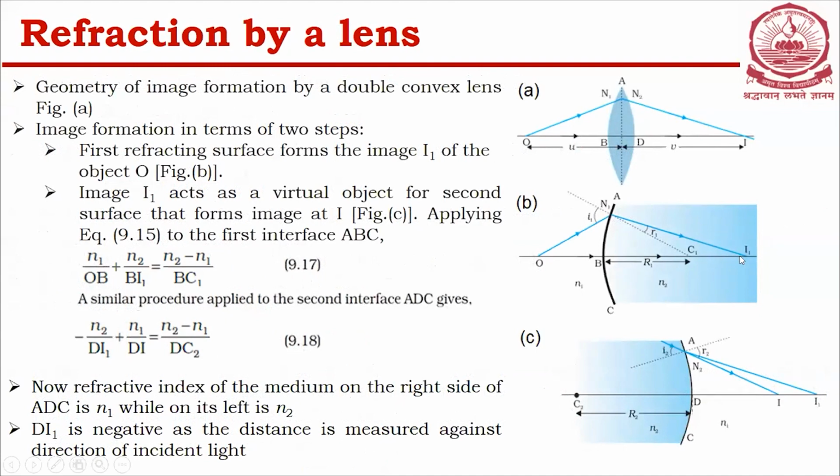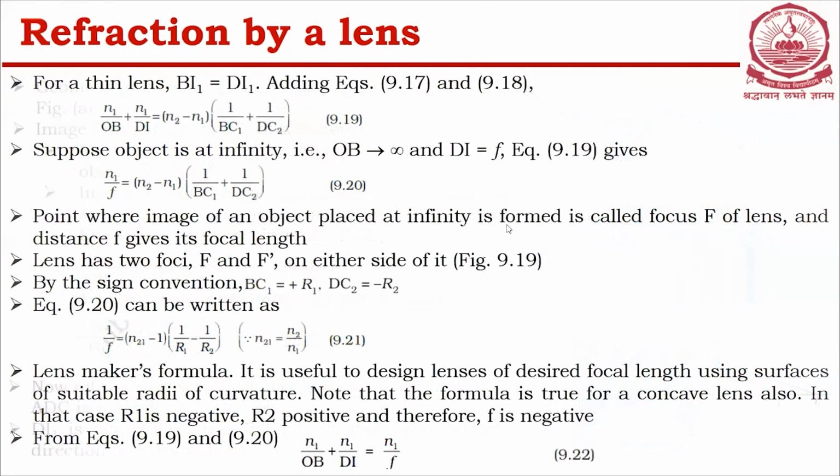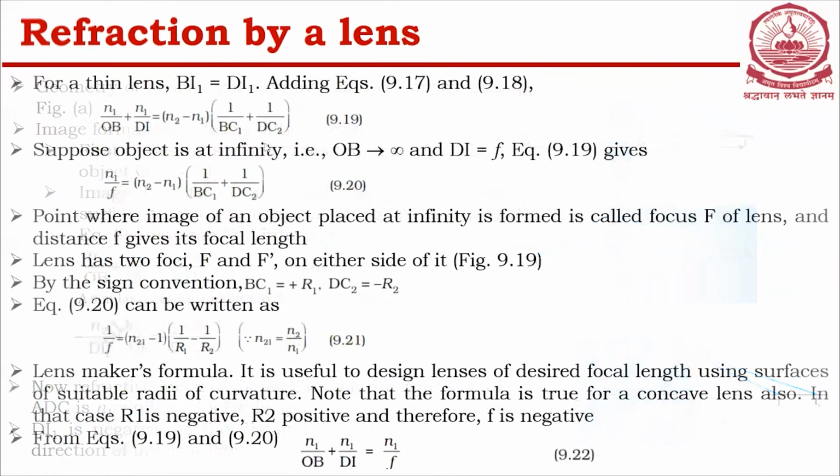So this distance should be, because it is a very thin lens. Because for just writing these equations, we consider this a spherical refracting surface, but actually it is a very thin lens. That is why I have written it so. Then you have to add these two equations, 9.17 and 9.18. When you add these two equations, you will get n1 by OB plus n1 by DI equal to (n2 minus n1) into (1 by BC1 plus 1 by DC2). So this is the equation after adding.